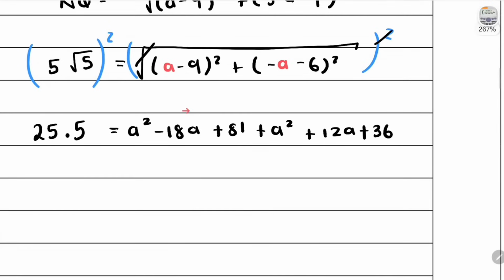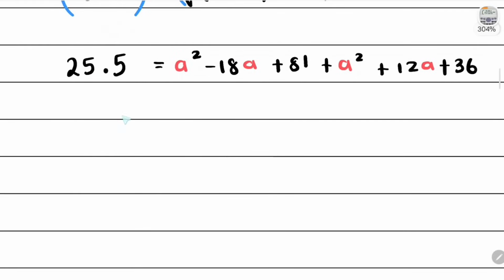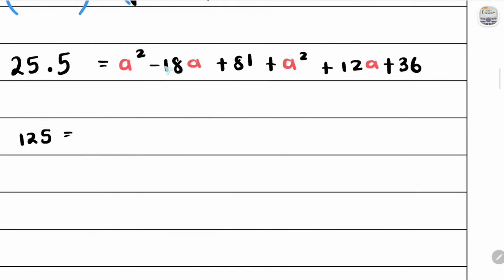Still in terms of a, and we just need to solve for a. Let's put our like terms together. But first, 25 times 5, that's 125. So we have 125 over there. Then let's put our like terms together. That's a squared plus a squared, which is 2a squared, and then negative 18a plus 12a.